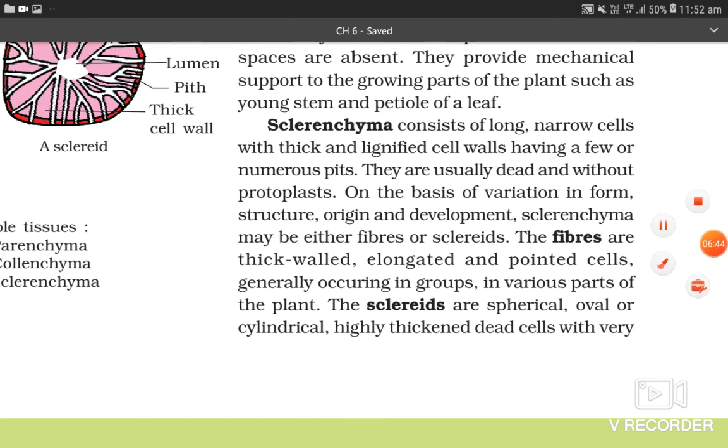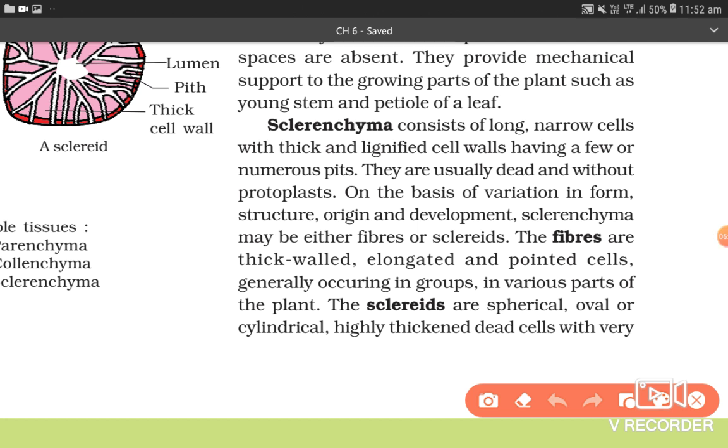Sclerenchyma consist of long, narrow cells with thick and lignified cell walls having a few or numerous pits. They are usually dead and without protoplast. On the basis of variation in form, structure, origin, and development, sclerenchyma may be either fibers or sclerides.